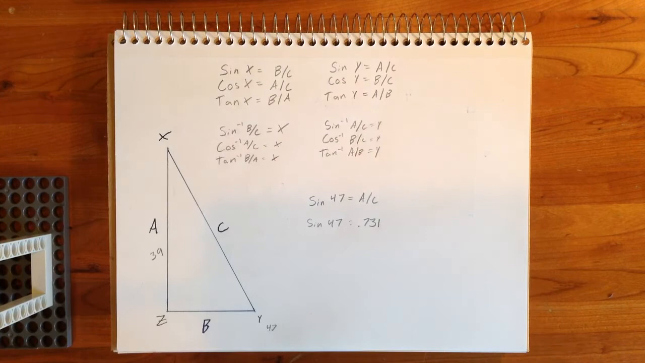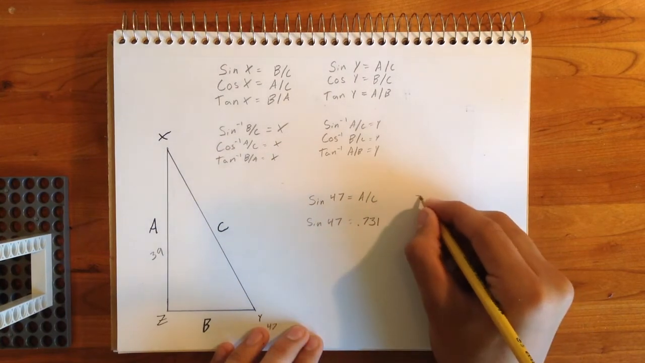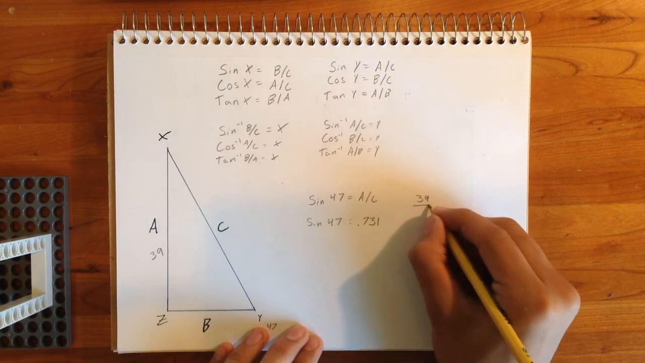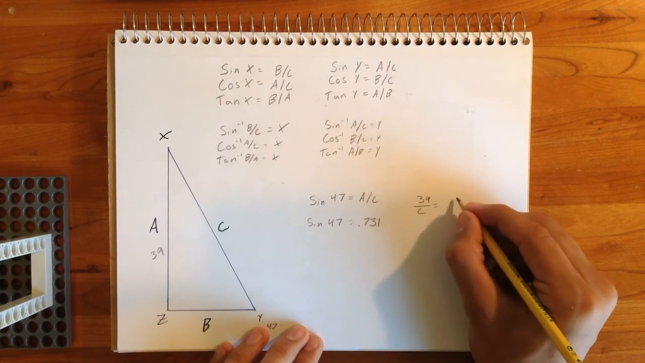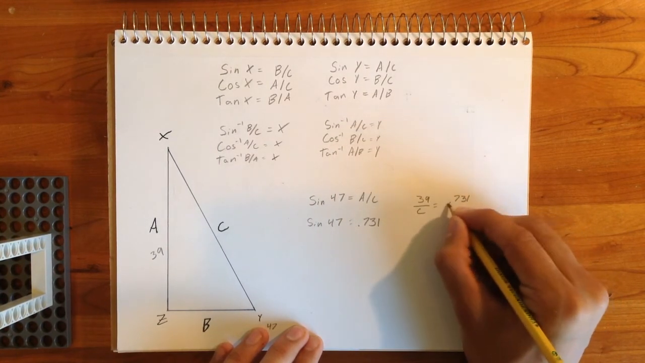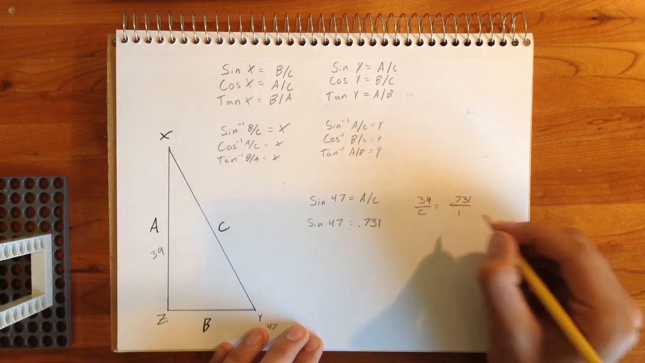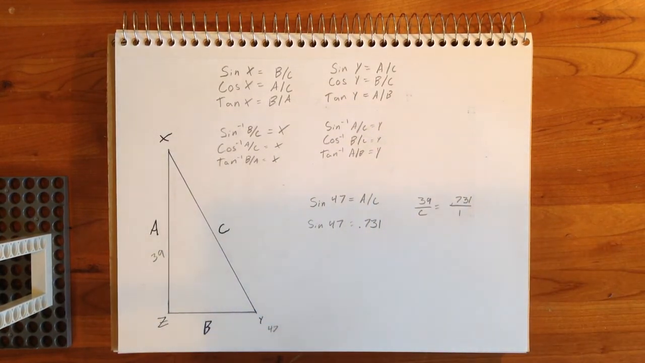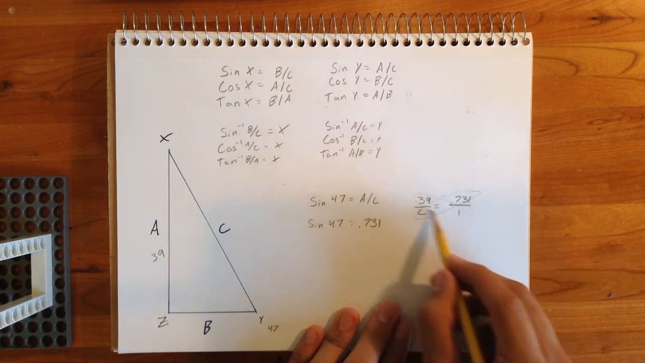So how I like to set it up is in this fractional form. We have a divided by c is equal to 0.731 over 1. That's the definition of the sine function. And if we fill that out what we can, which is 39 divided by c is equal to 0.731 over 1, we can use the helicopter method. If you've ever seen this before, this is when we have 2 equal fractions. We can multiply the opposite numbers there and have them equal to each other, and that still be true. So we can have 39 is equal to 0.731c.